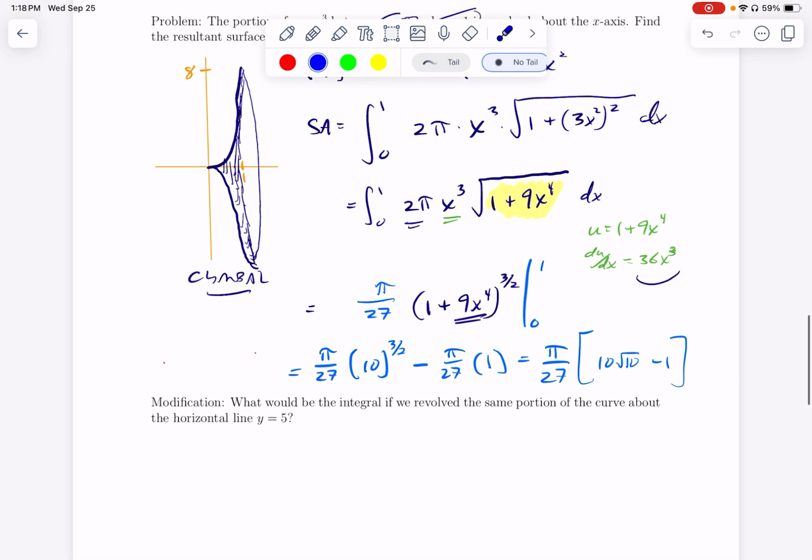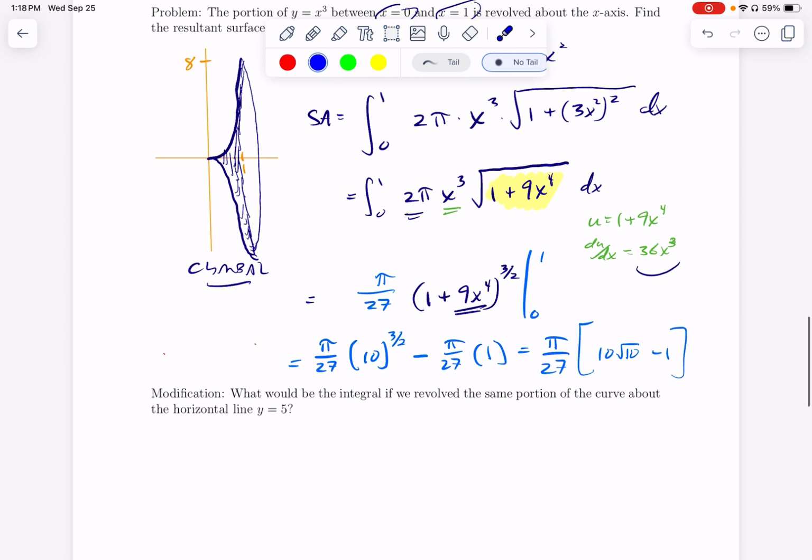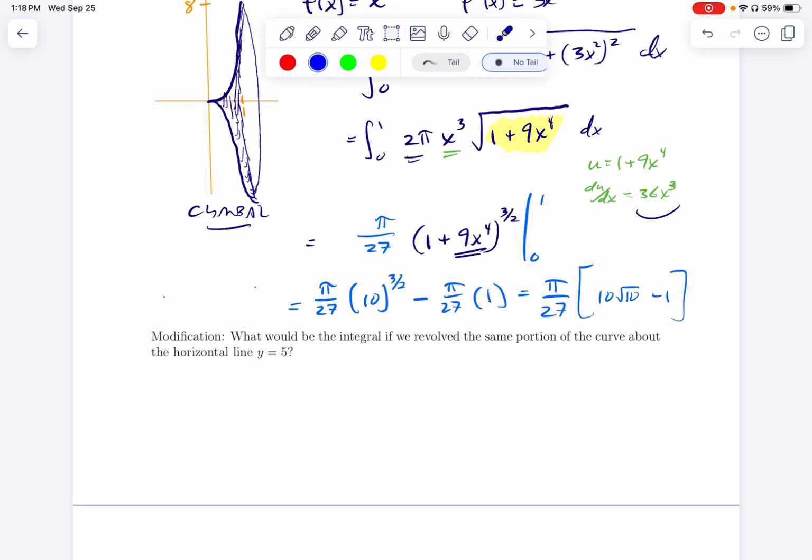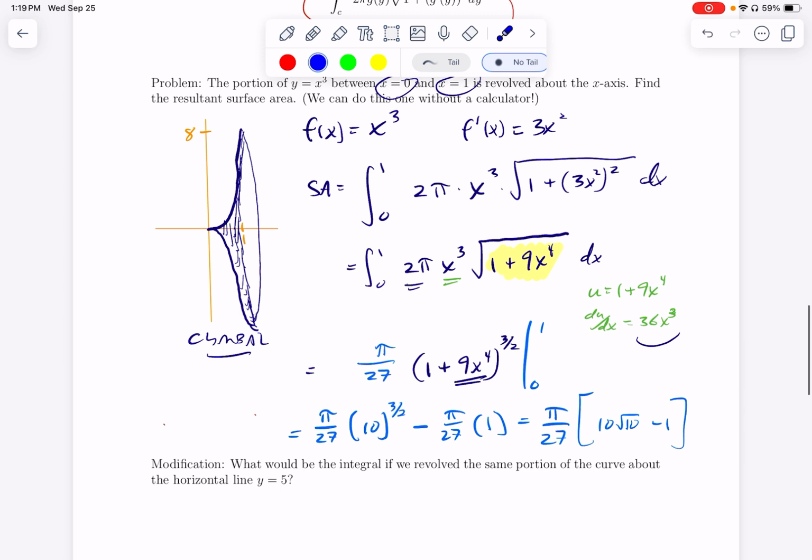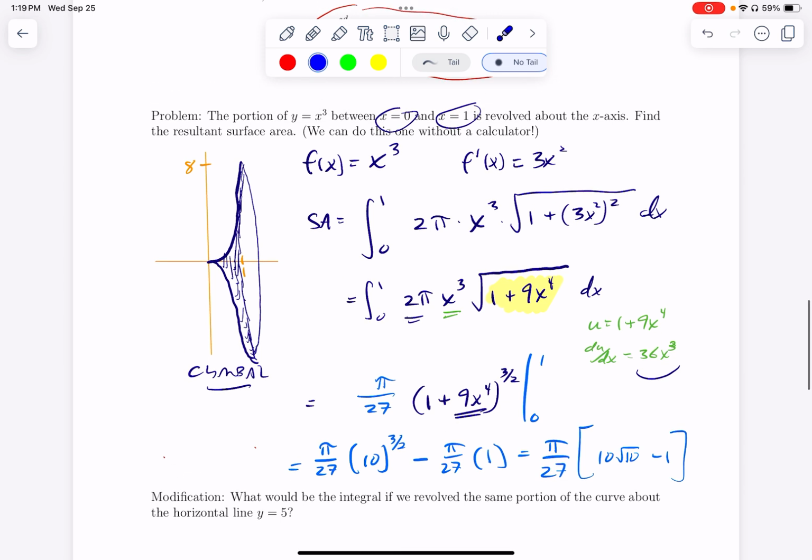A little modification here. What would be the integral if we revolve the same portion of the curve around the horizontal line? Wait, why did I put an 8? Sorry. I was thinking of 2, but we're just going from 0 to 1. I apologize. So this picture, right, this is 1. So my scale is all messed up. I really apologize for that. I was imagining x cubed going to 2, 8. But all of this computation is correct.